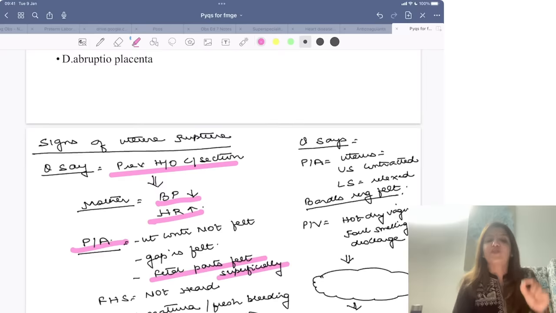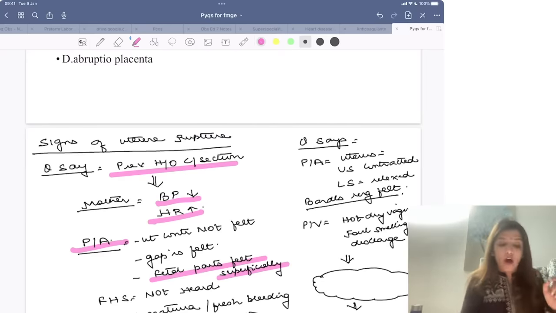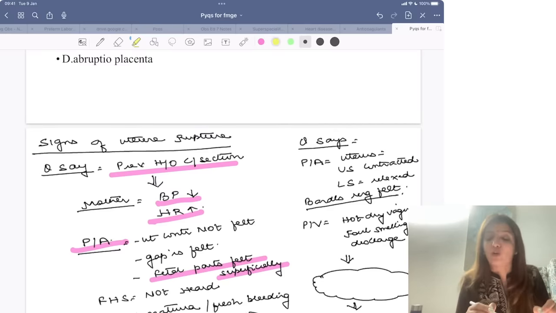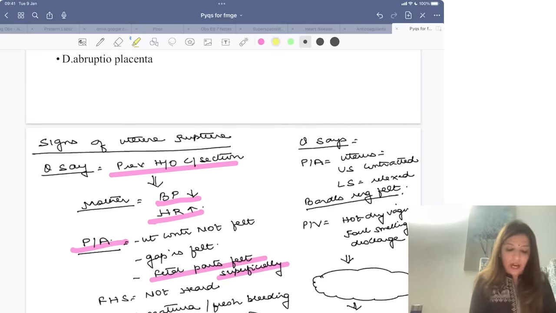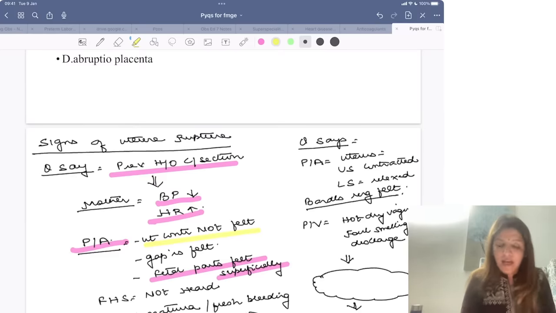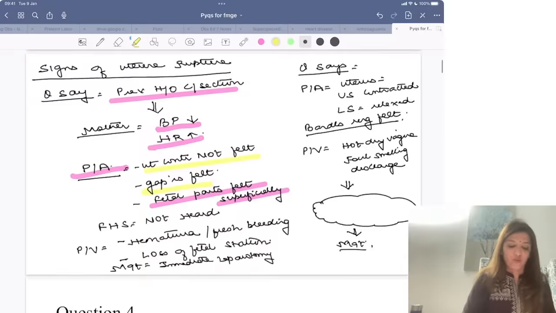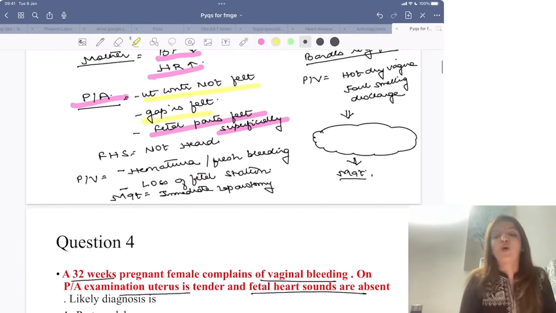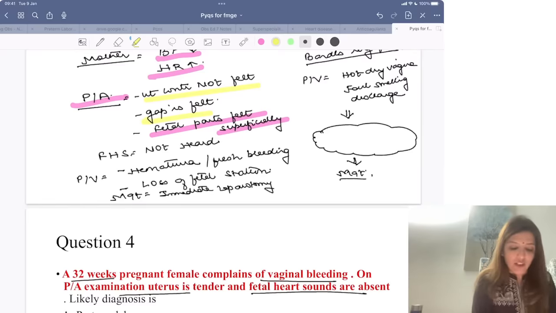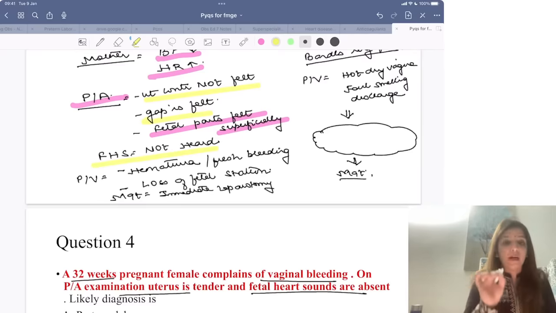Now instead of saying that the fetal parts are felt superficially, your question next time, day after tomorrow, can say that uterine contractions are not felt and a gap is felt in the uterus. So, agar ye bhi de rahe hain ki a gap is felt in the uterus, then again it means it's a case of uterine rupture. In a case of uterine rupture, fetal heart sounds will not be heard. Per vaginal examination mein hematuria milega, fresh bleeding milegi.